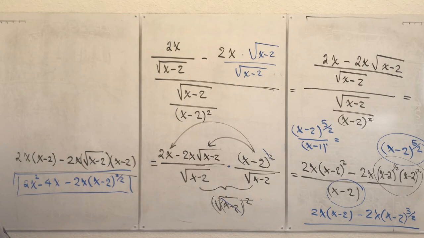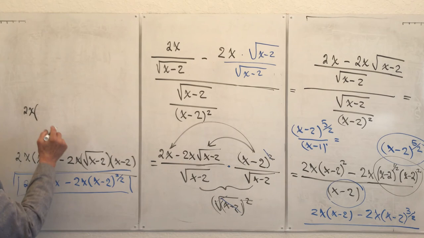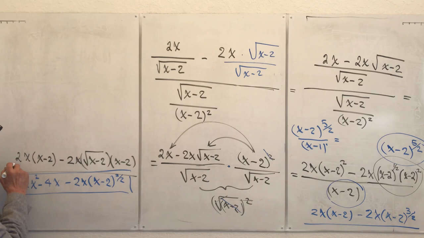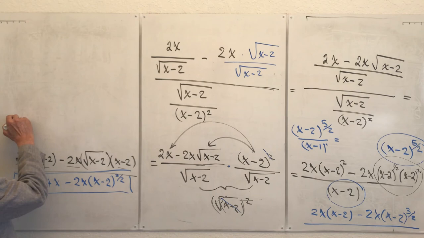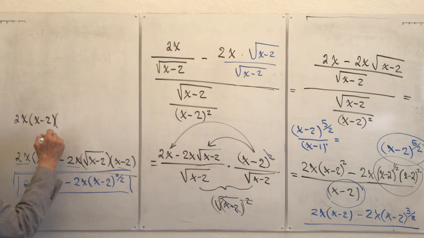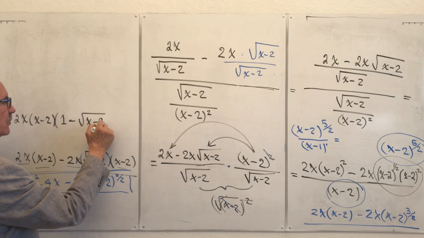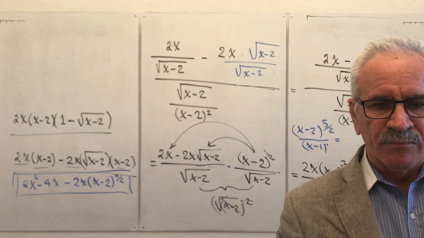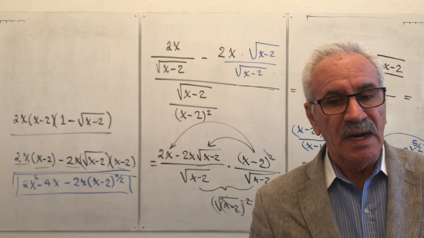Different representation. But I can get here a common factor. I can write 2x as the common factor, yes, 2x, and x minus 2. 2x times x minus 2, times from here 1 minus the square root of x minus 2. Another form to express the solution, but now using simple polynomials which do not require Wolfram Alpha. Why? You will see there are polynomials not ready to get this solution.